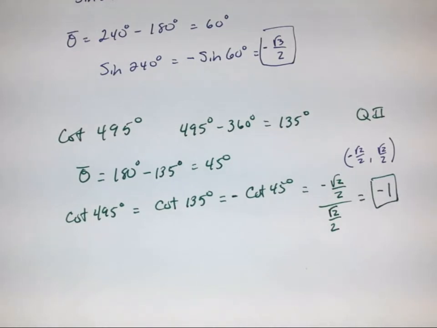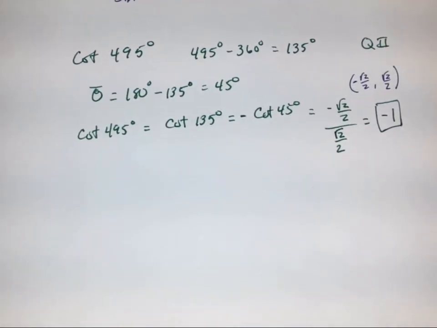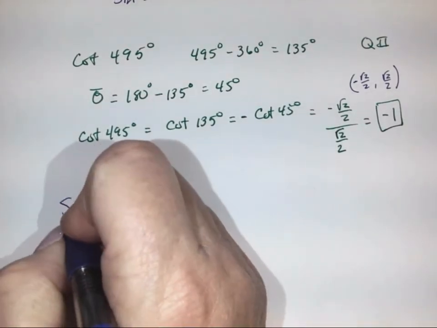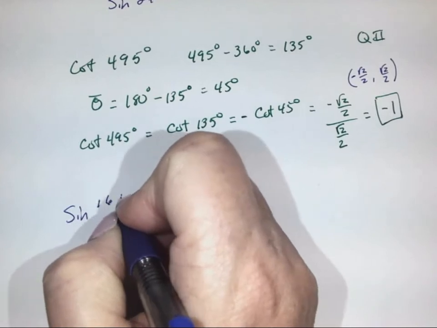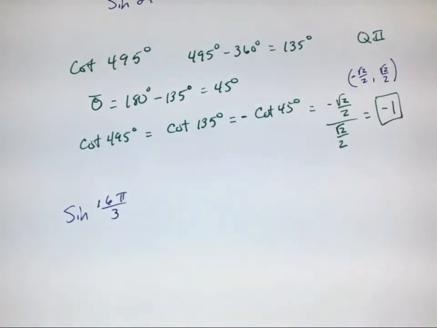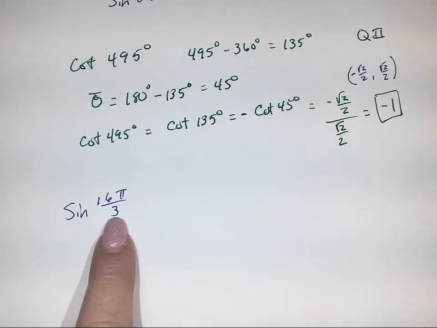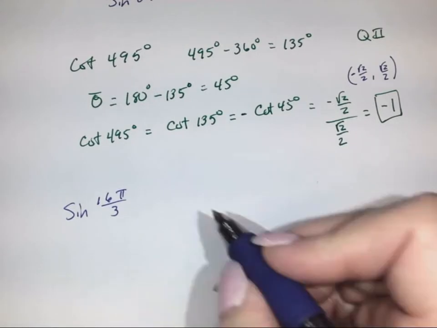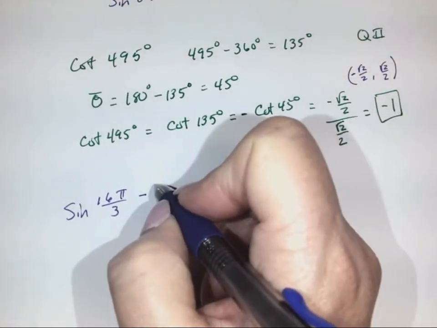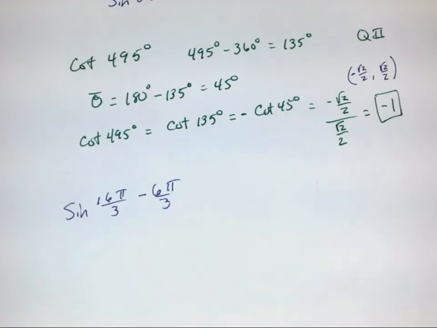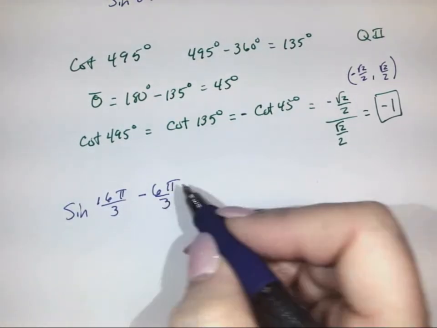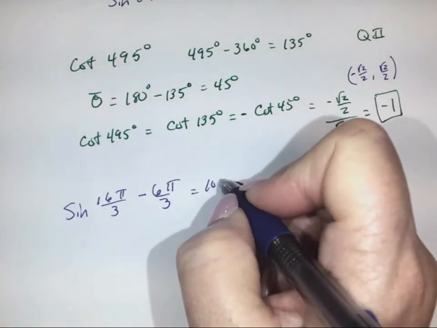All right, let's go look at another angle. So we are looking at the sine of 16 pi over 3. Well, that's way more than 2 pi, because 2 pi would be 6 pi over 3. So let's take out once around. That would be a whole circle. So we'll take out 2 pi, and we end up with 10 pi over 3.